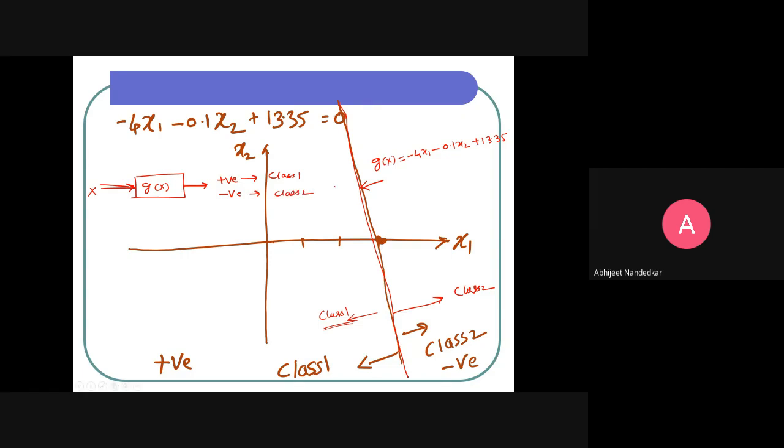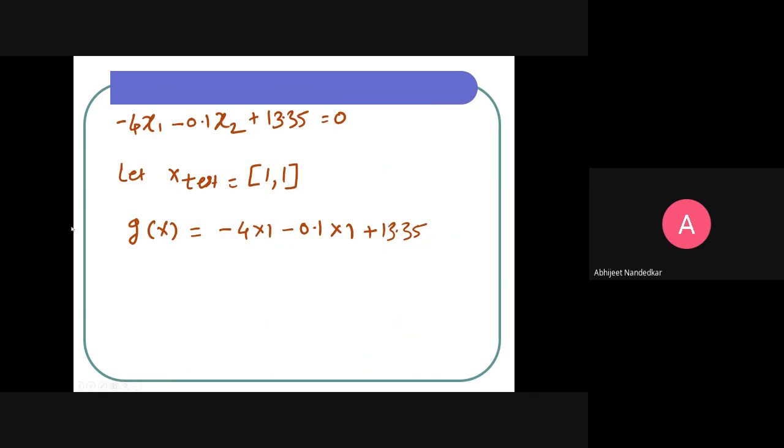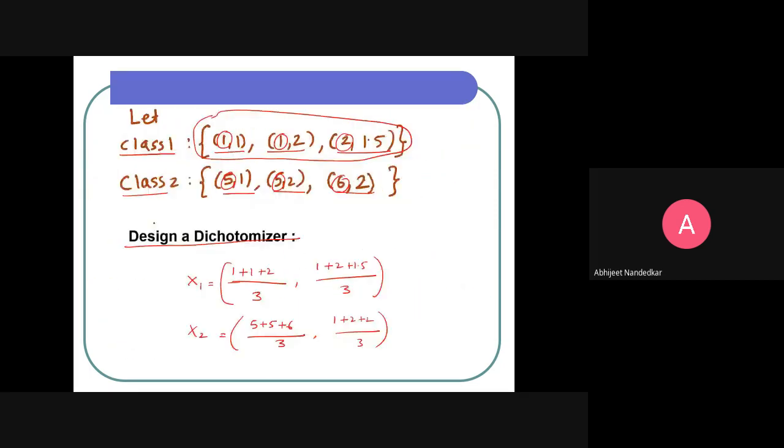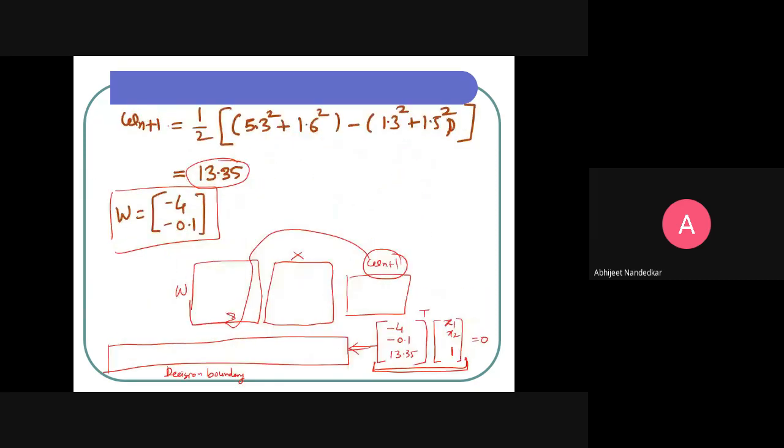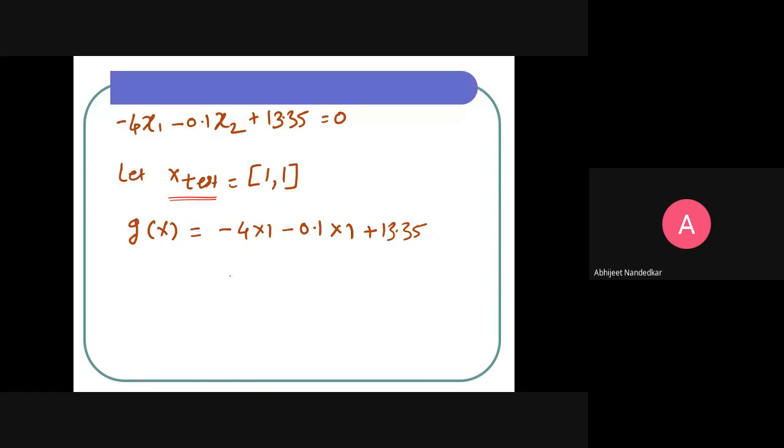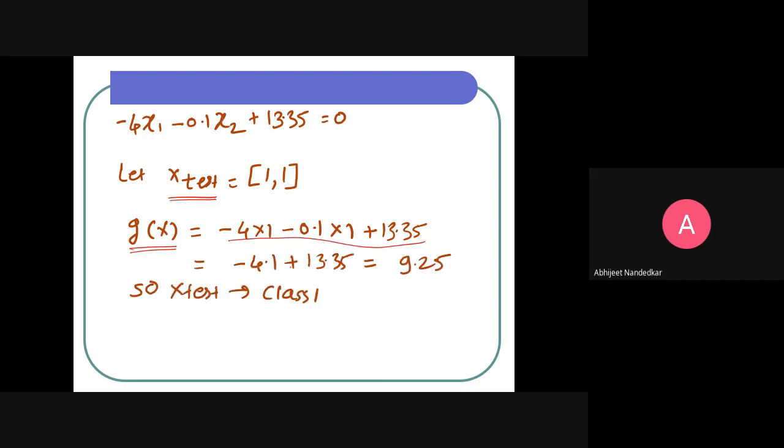Why am I doing it like this? We will take some example. Suppose the test sample I want to test, x test, is 1 1. If you go to the training data, this is the first sample. 1 1 is the first training sample, and I know that it belongs to class 1. Now let us see whether this comes out or not. We have to take g of x equal to our equation and substitute the value of x test there. What is x test? X test is 1 1. And if I write this properly, this is minus 4, x1.